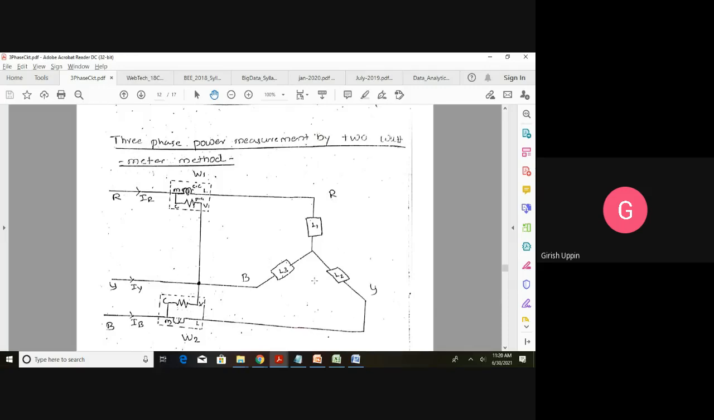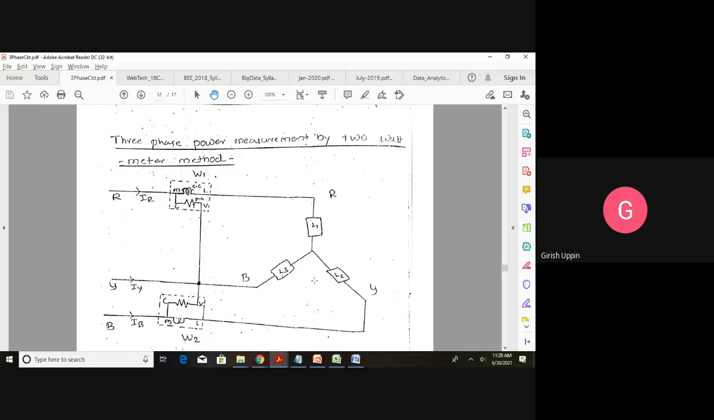Then the simple thing is what? I can use 3 wattmeters. I will connect 1 wattmeter in each phase, and whatever the meter readings those 3 wattmeters show, I will add them up. That is the power consumed in a three-phase system.